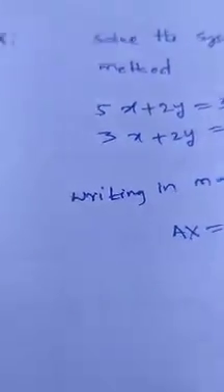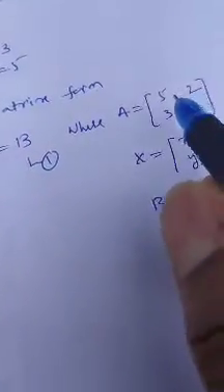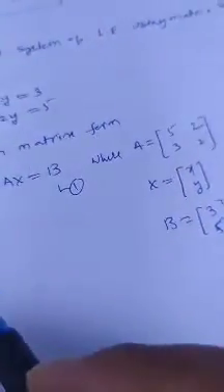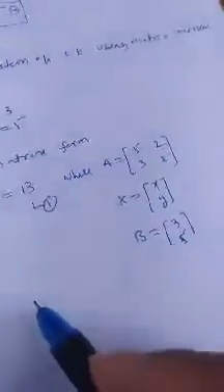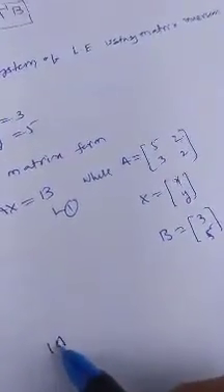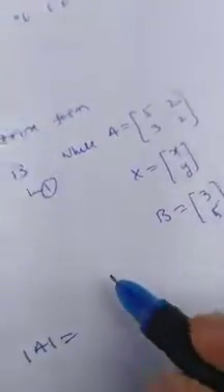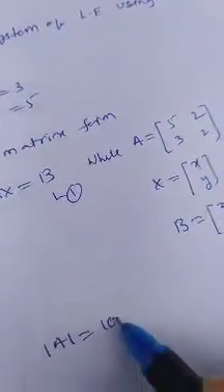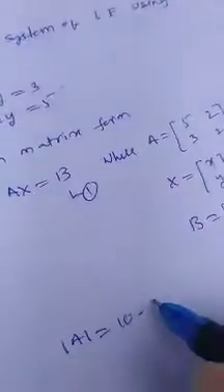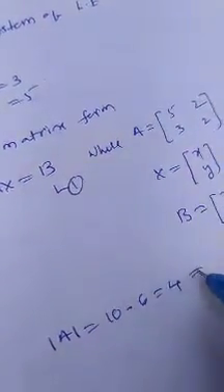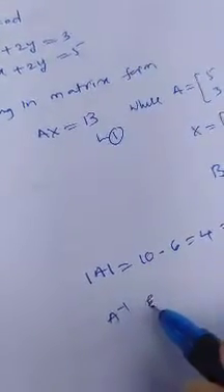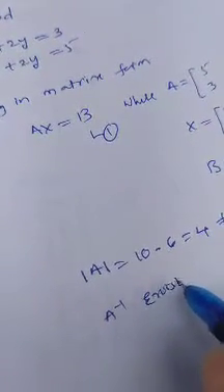Okay, right. Now in the inversion method, A should have the det value not equal to 0. Then only we can apply the inversion method. So I am checking det A. What is det A? How to find? 5 into 2 is 10, minus 3 into 2 is 6. So 4, which is not equal to 0. Right? A inverse exists.